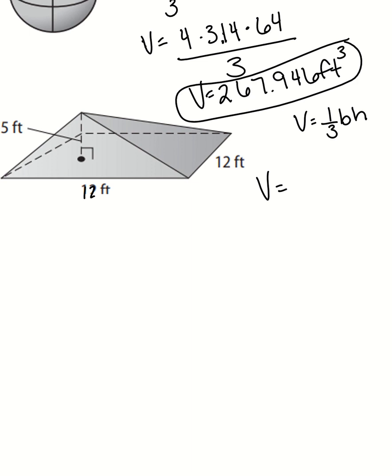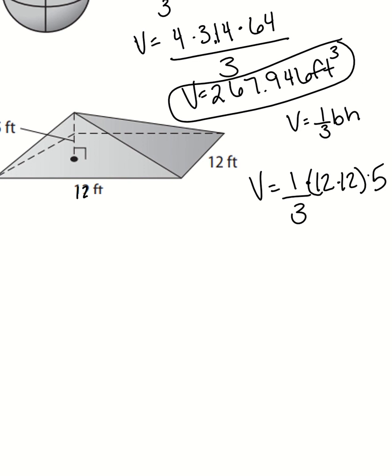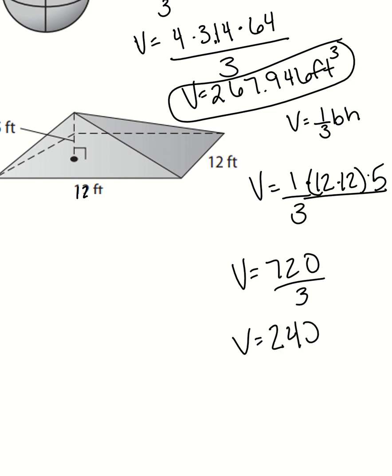Since the base is a square and it's 12 by 12, we're just going to do 1/3 times the base. And the base for this one is 12 times 12. And the height is 5. Okay? Any questions there? Please, again, make sure you ask me at tutoring. And we do 12 times 12 times 5, which is 720. 720 divided by 3 is going to give us 240 feet cubed.